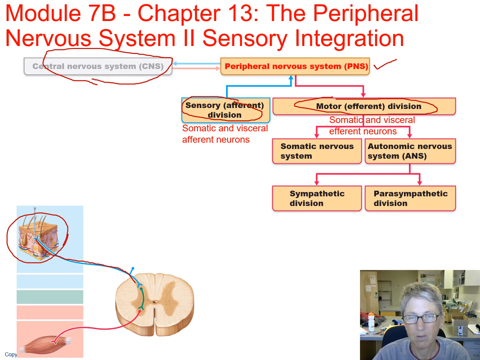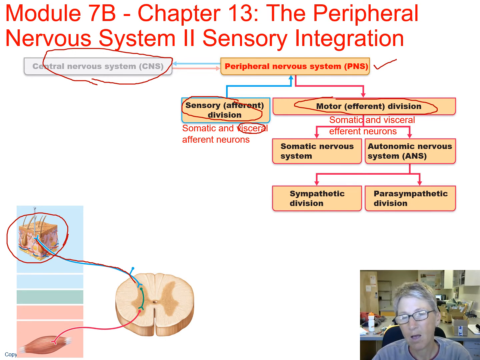So there's the sensory afferent division, which includes somatic sensory afferent neurons, and visceral sensory afferent neurons coming from the viscera. So your heart, your lungs, your intestines, etc.